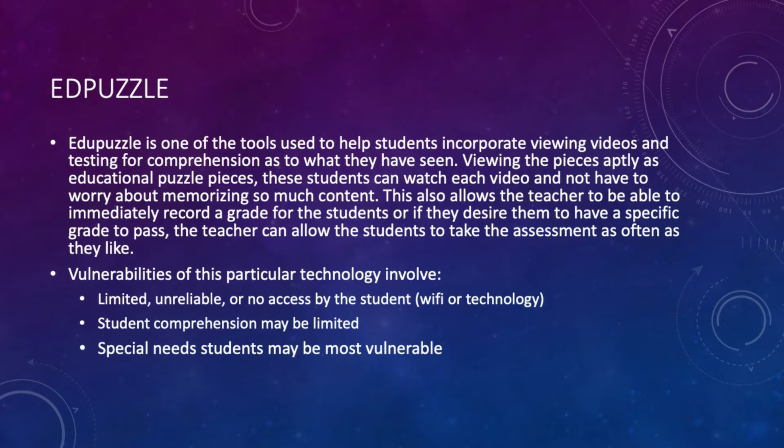Now, many of the vulnerabilities of the technologies that are being introduced are going to be virtually the same. So you can read them at your leisure. You can pause the video and read them to get more comprehension. But I'll read the first one for the sake of context. Vulnerabilities of this particular technology involve limited, unreliable, or no access to the internet by the student. This is Wi-Fi technology. Student comprehension may be limited, and of course, special needs students may be most vulnerable. All right.